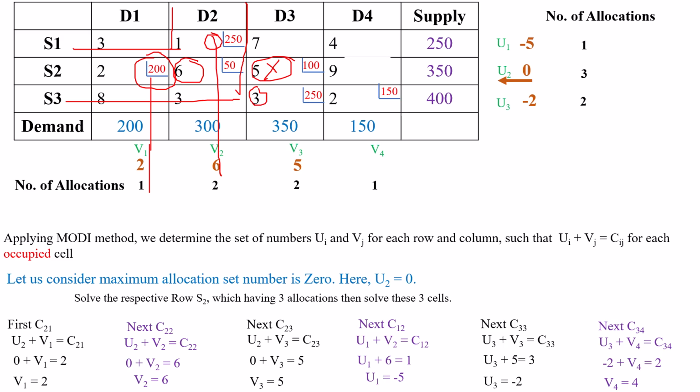And finally you have to solve C34. We know the U3 value, and we have to determine V4, so we observe this allocated cell. Here C34 value is 2, and the relation is U3 plus V4 equal to C34. U3 value is minus 2, plus V4 equal to 2, then V4 value equals 4.